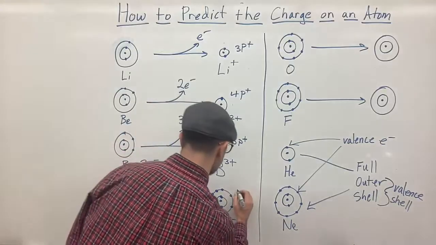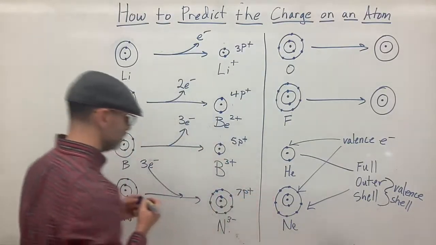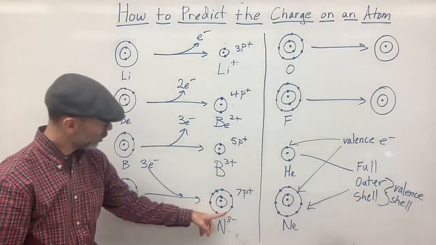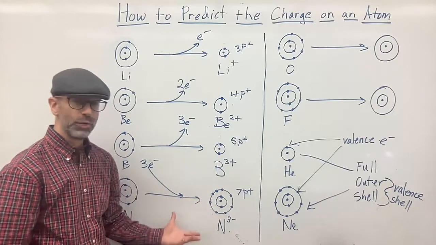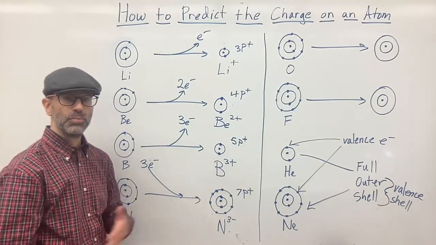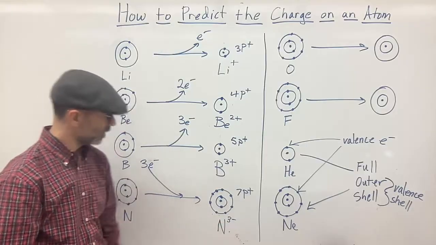Nitrogen has 7 protons. And here you have a total of 10 electrons. So you have 3 more electrons than you do protons. That's a negative charge, so that's a 3 minus charge.